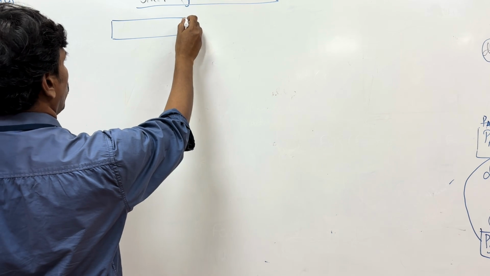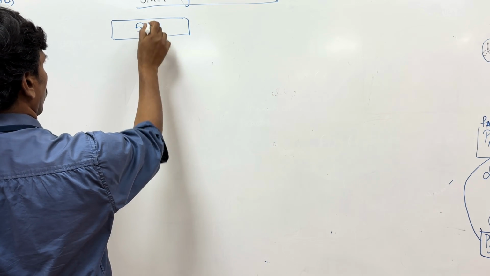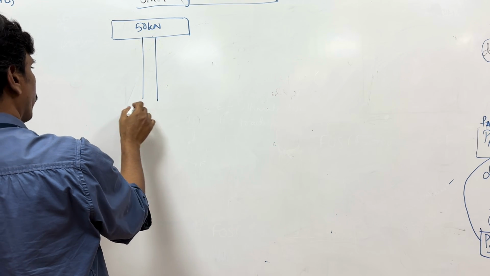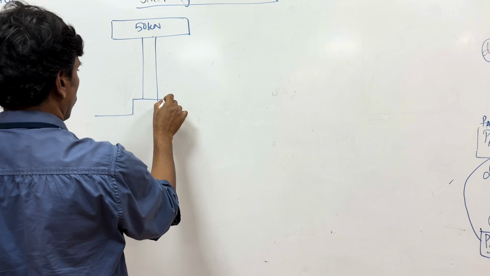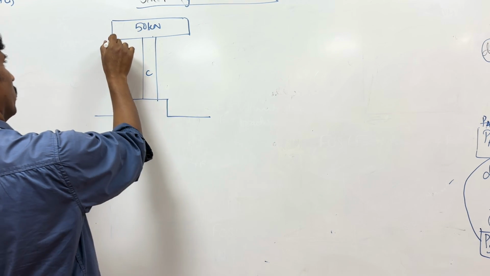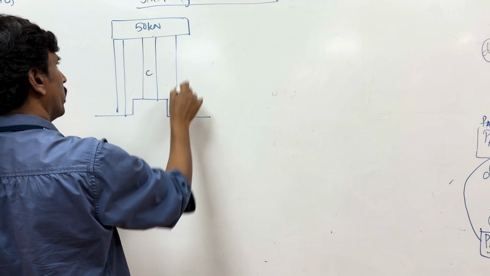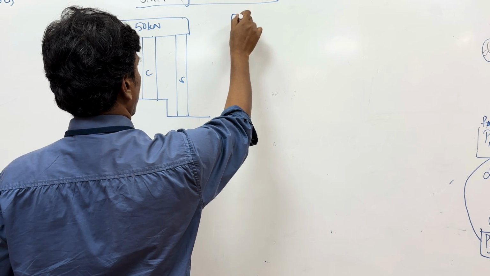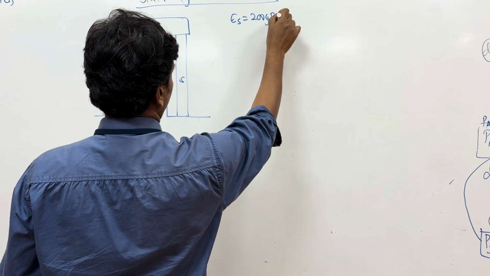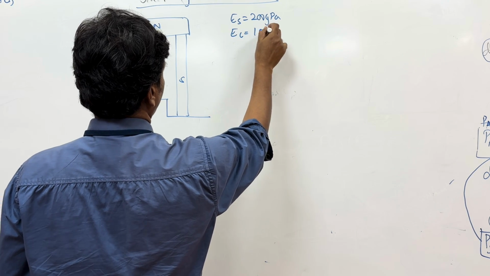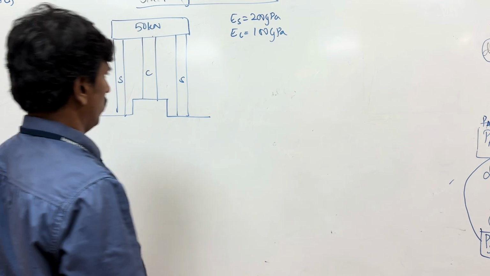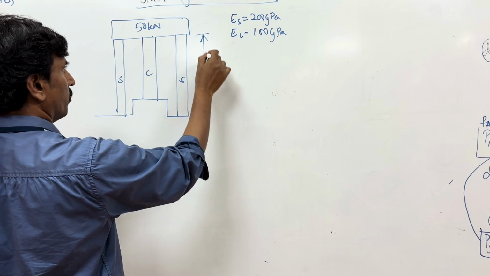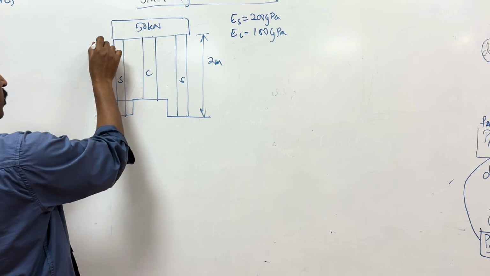a load of 50 kilonewton acting over three different materials of different stiffness. This is copper, this is steel, this is steel. So steel on either side. Young's modulus of steel is 200 GPa, so higher stiffness. Young's modulus of copper is 100 GPa, slightly lower stiffness. And the length from here to here is 2 meters. From here to here is 1.5 meter.